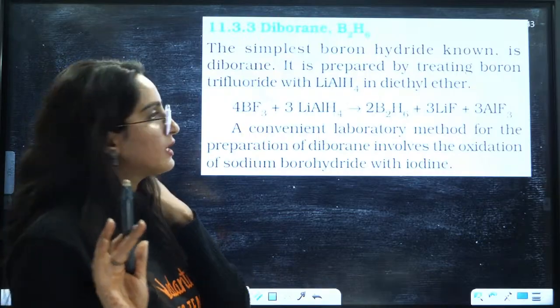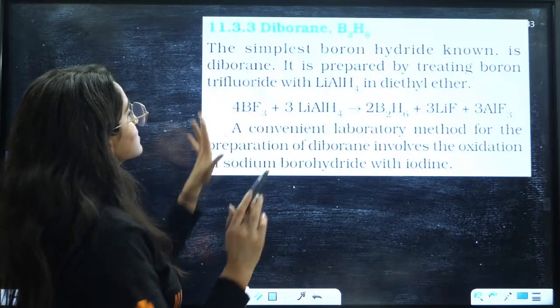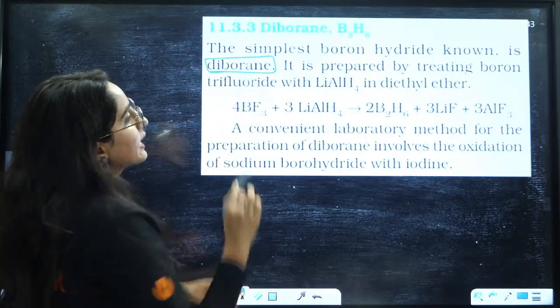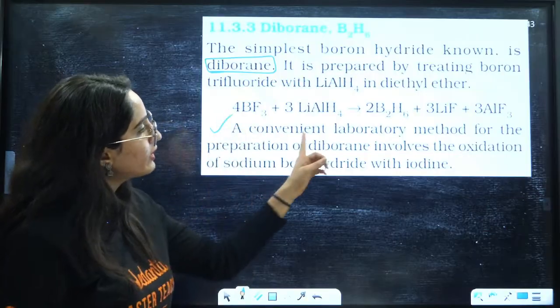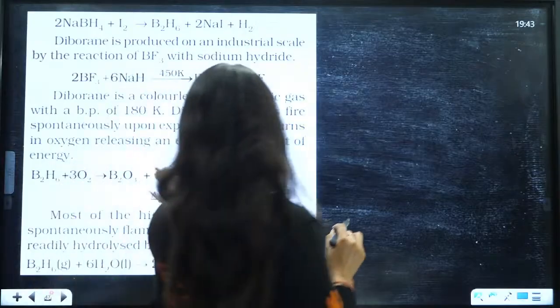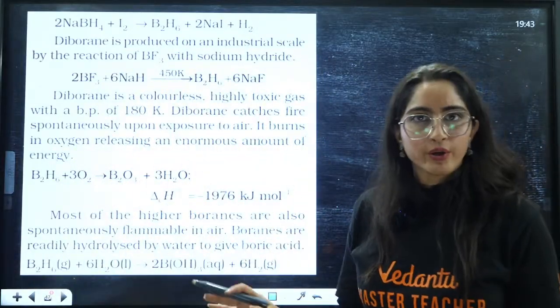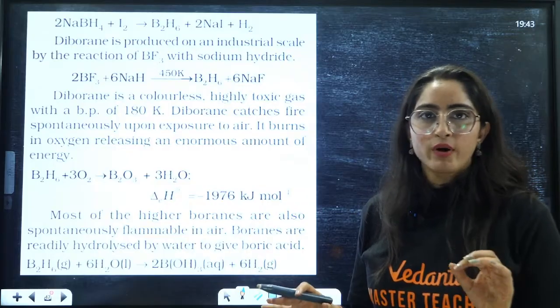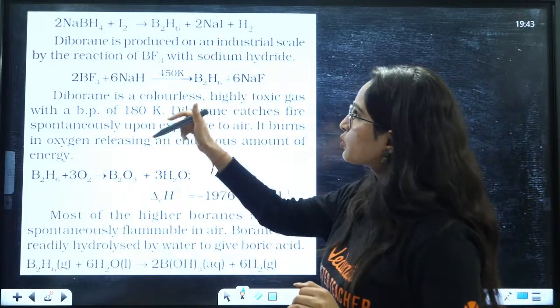Now this diborane structure is very important for you, right? Because it is a very unique structure. That is why it is important. The simplest boron hydride is known as diborane, right? Its preparation is not important. Then we have a convenient laboratory method, that is also not important for you. Now, these are all the reactions not very important for you, right? Reactions are not important if you talk about today's scenario, right? But still, let us go through that.